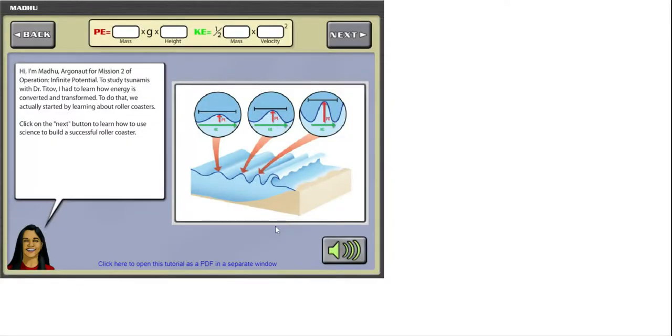Hi, I'm Adu, Argonaut for Mission 2 of Operation Infinite Potential. To study tsunamis with Dr. Titov, I had to learn how energy is converted and transformed. To do that, we actually started by learning about roller coasters. Click on Next to learn how to use science to build a successful roller coaster.